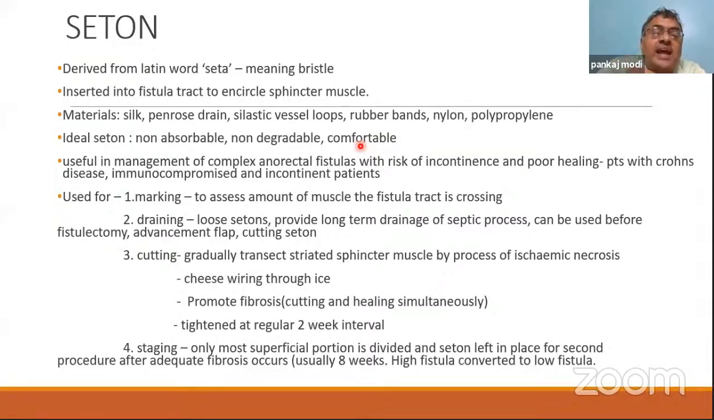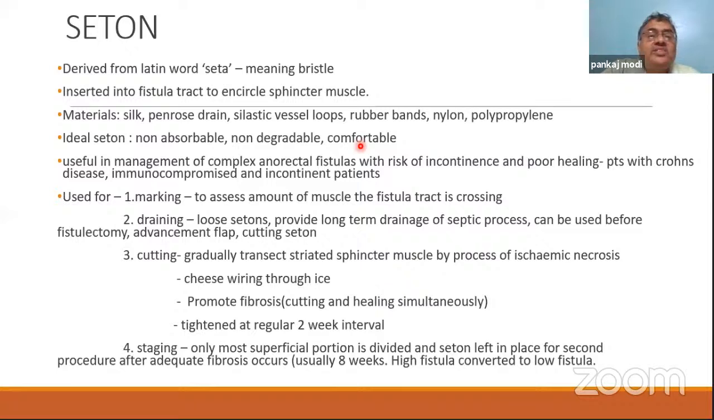You apply the marking seton. Sometimes you are not doing an EUA, you want to know, then you put it as a draining seton. Cutting seton is a definitive surgery. Understand, all three may or may not be a complete surgery on their own. But when you apply a cutting seton, that means you are definitely doing definitive surgery for fistula.